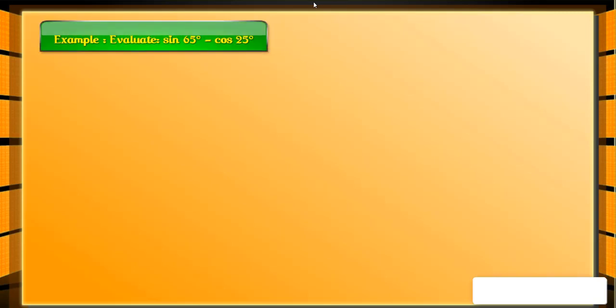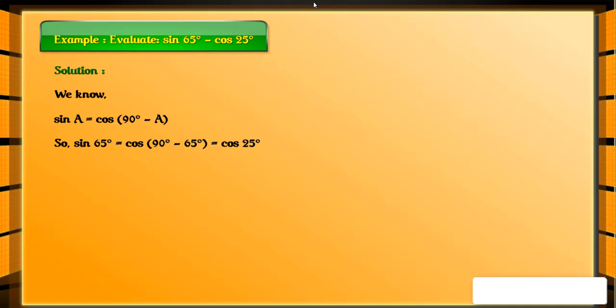Let us take some examples to understand more clearly. Evaluate sine 65 degrees minus cos 25 degrees. We know that sin A is equal to cos 90 degrees minus A. So, sin 65 degrees is equal to cos 90 degrees minus 65 degrees, which is equal to cos 25 degrees. Therefore, sin 65 degrees minus cos 25 degrees is equal to cos 25 degrees minus cos 25 degrees, that is equal to 0.